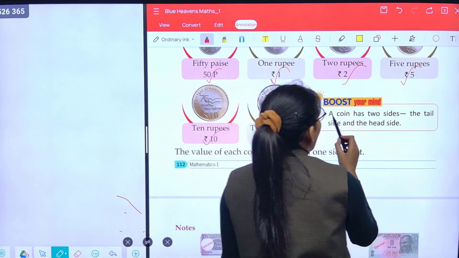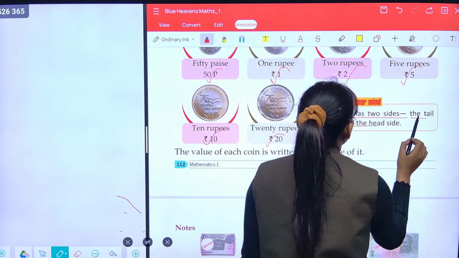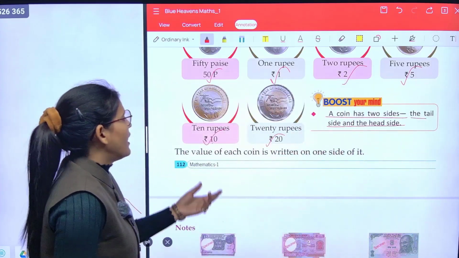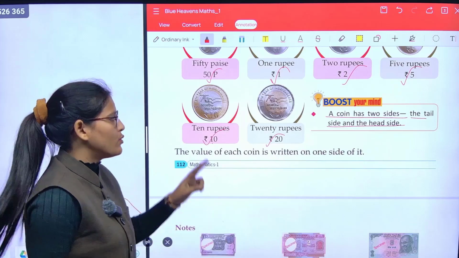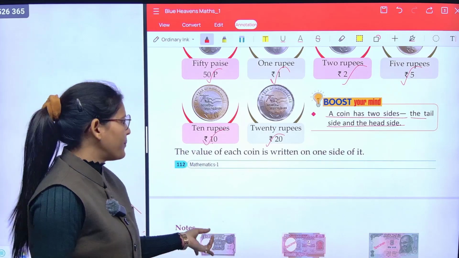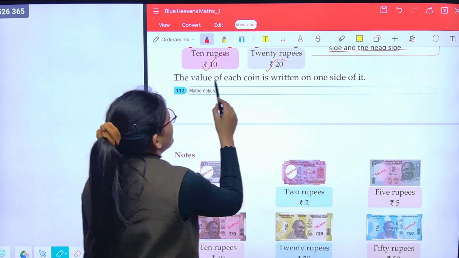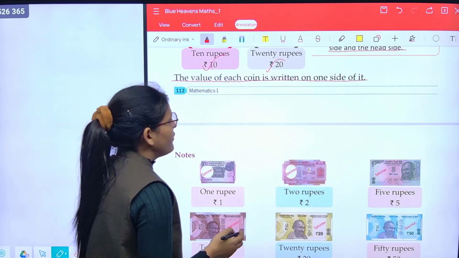Now class, a coin has two sides, the tail side and the head side. Tail and head होता है class. ये two sides होती हैं, head and tail. Now class, the value of each coin is written on the left of it.